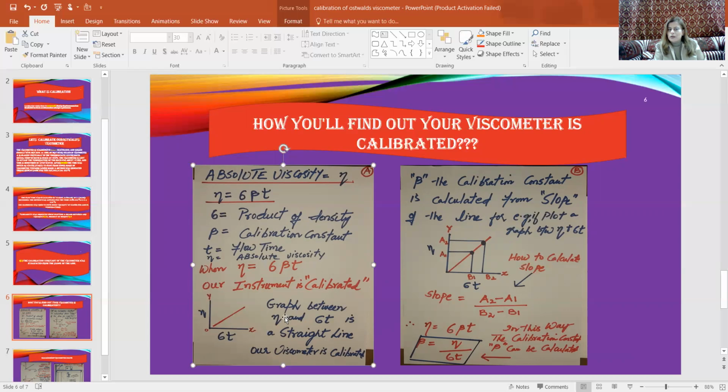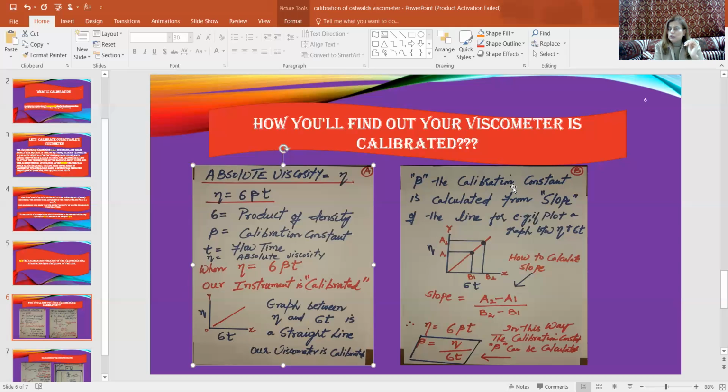So here I've written that the graph between eta and rho t is a straight line, and this proves that our viscometer is calibrated. This is how you're going to get it, and this is how you are going to memorize it, how it would be like. You have a straight line. This confirms that our viscometer is actually calibrated.